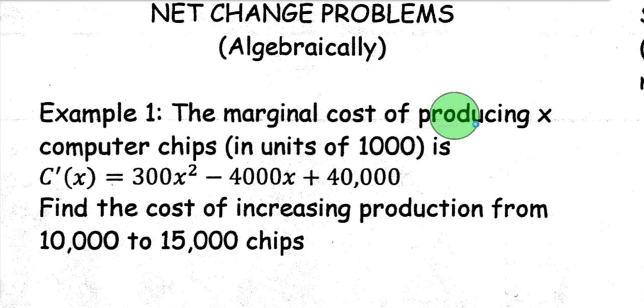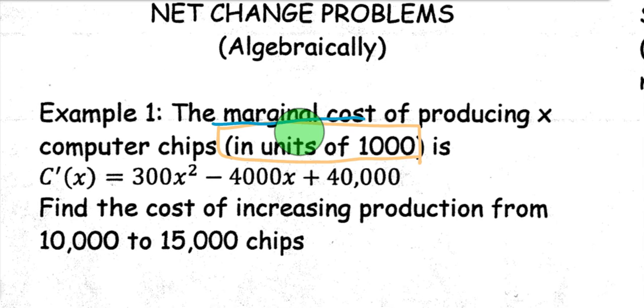The marginal cost of producing x computer chips, so we're talking about computer chips, in units of 1,000. And that's important because, as a company or as a factory, you're typically going to be looking at it in terms of thousands, since you're mass producing. So the marginal cost is C prime of x. So we're talking about a derivative. So the marginal cost is actually a derivative formula, and it tells you the rate of change of cost.